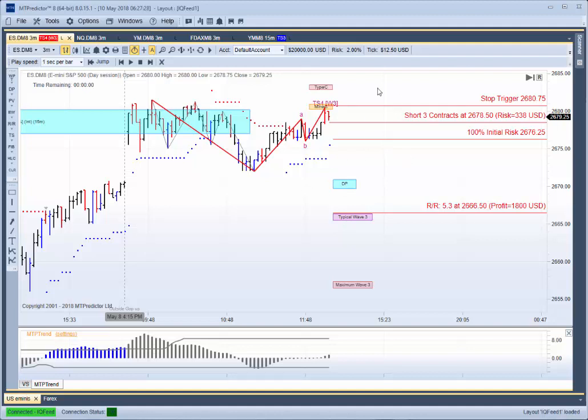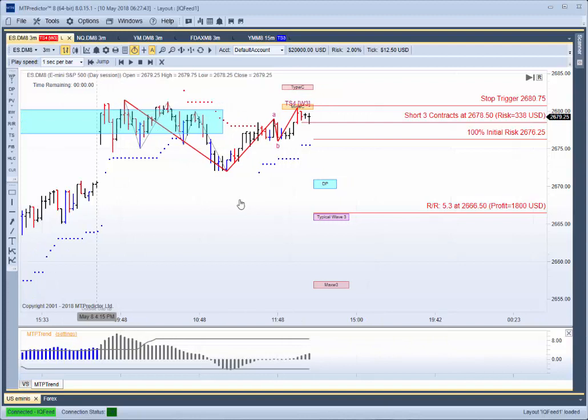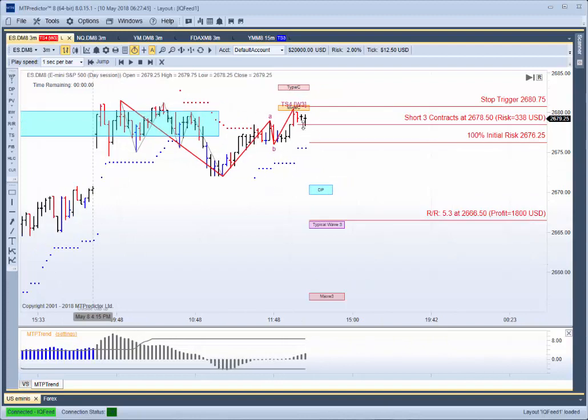We use correct position sizing to keep our initial risk small and under control, in this case shorting 3 contracts for a risk of less than 2% on a $20,000 account. If I move forward, you can see it went sideways a bit and then would have clipped you into a short trade. So at this particular point you would have actually been short. So let's see how the market unfolded.